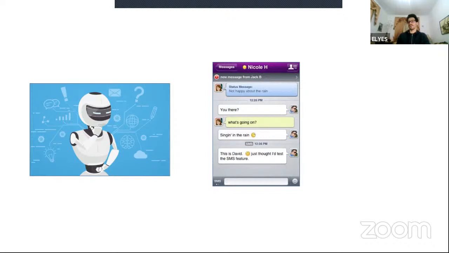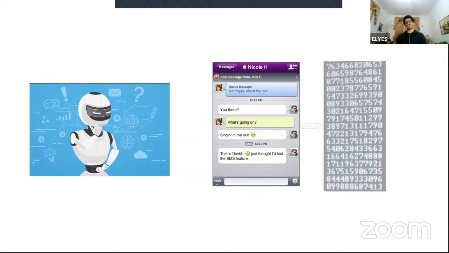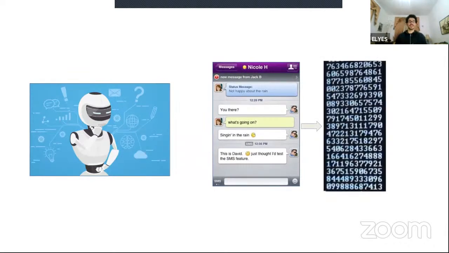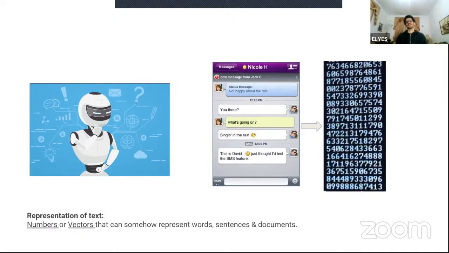To do that, most of the research and work is trying to find a representation in numbers that can represent that text and encode it from text to numbers. This is what we call representation of text, or text representation, which are numbers or vectors that can somehow represent words, sentences, and documents.